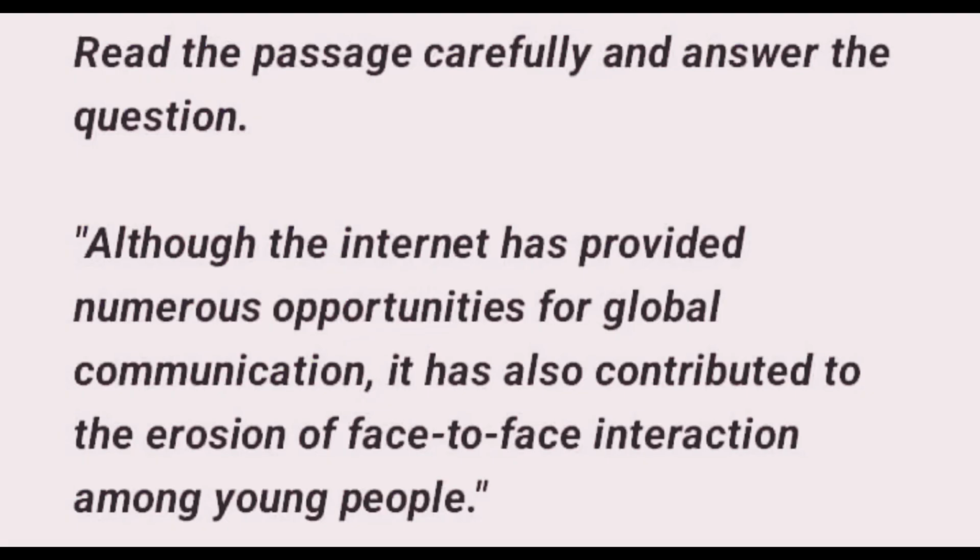Question 5 is on comprehension. It says, read the passage carefully and answer the question. Although the internet has provided numerous opportunities for global communication, it has contributed to the erosion of face-to-face interaction among young people. Let's read the passage again.